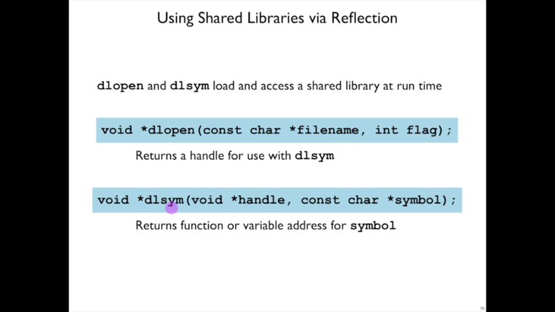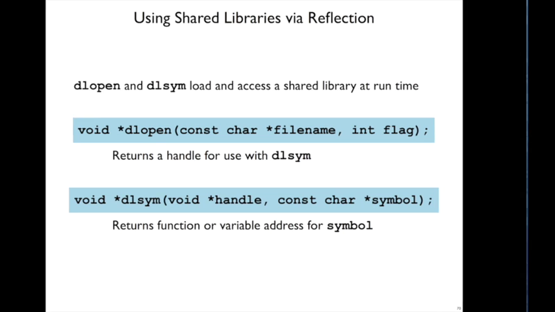And then dlsym takes a handle returned by dlopen, a handle to one of those shared libraries, and a string for a symbol, and it finds the address of a function or variable in the shared object. It loads the shared object into memory so that it's part of the running program, and then gives you a pointer to the corresponding variable or function as defined by the shared library.